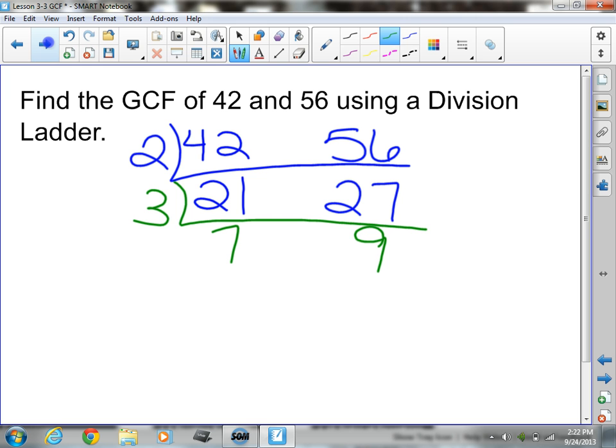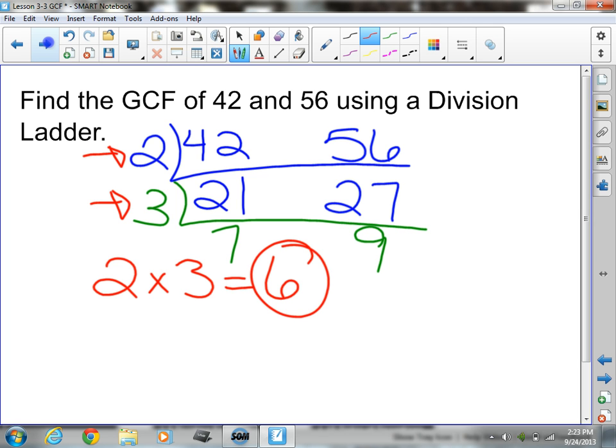Now, is there any number that goes into both of these numbers, both 3 and 4, evenly? There is not. So what I need to do now in order to find the greatest common factor is look at the two common factors. They both have 2 and they both have 7, these two numbers right here. Then I need to multiply them together. So 2 times 7 equals 14. So my greatest common factor of 42 and 56 is 14.